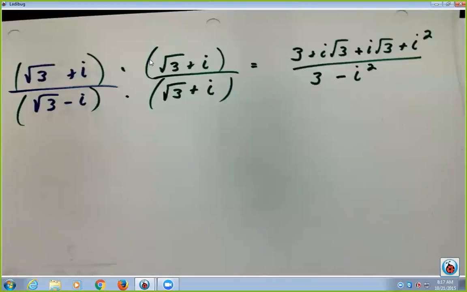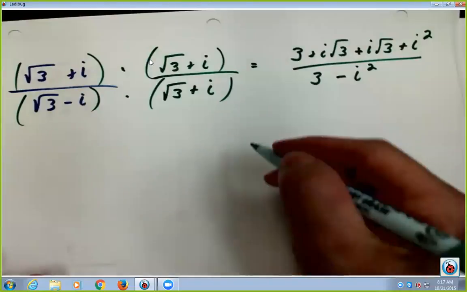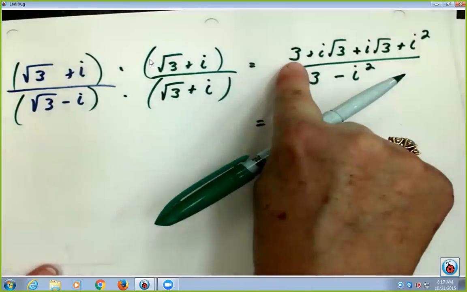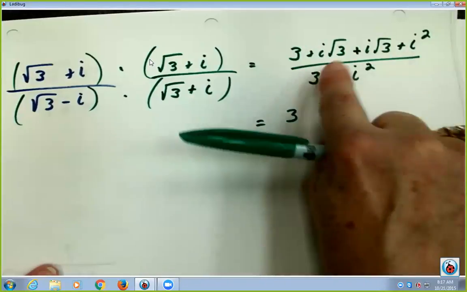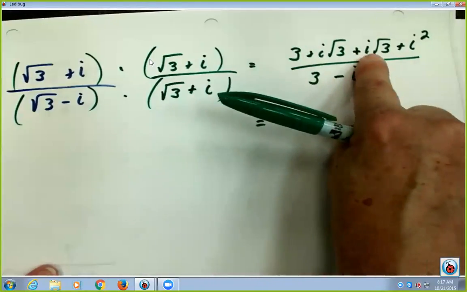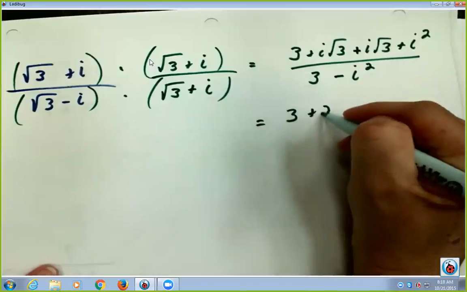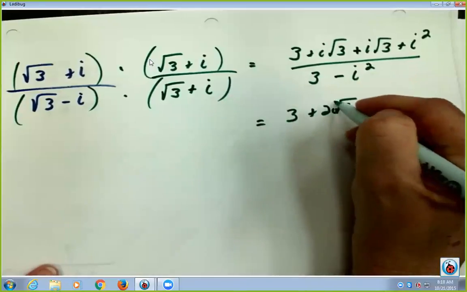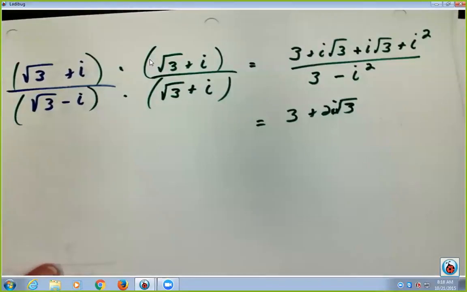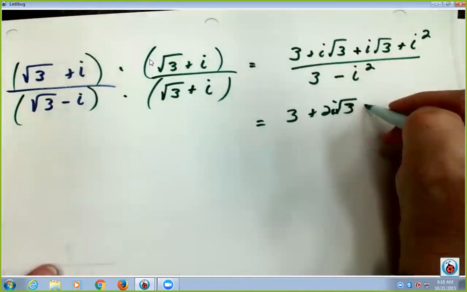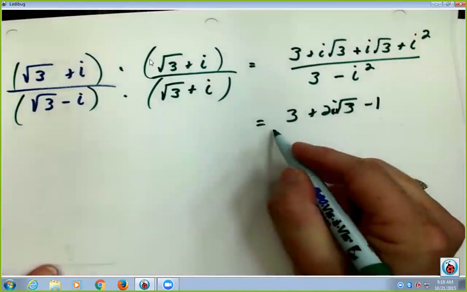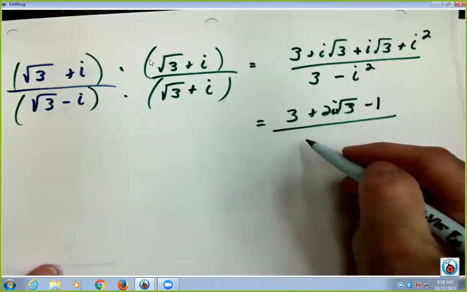And then I can go back through and simplify all of my pieces. 3 stays. i square root of 3 and i square root of 3 becomes plus 2i square root of 3. And this i squared ends up becoming a negative 1. The bottom becomes 3.